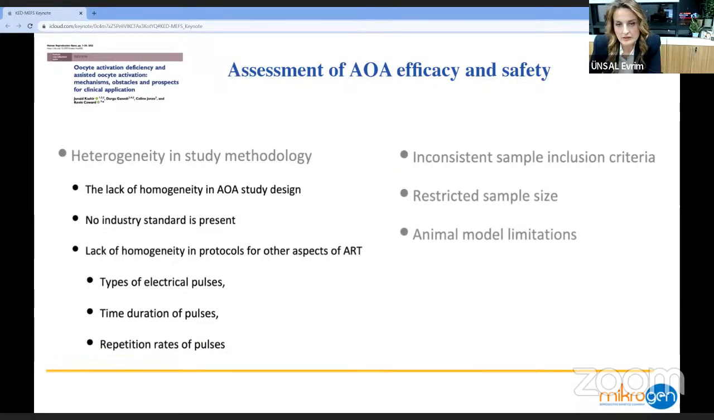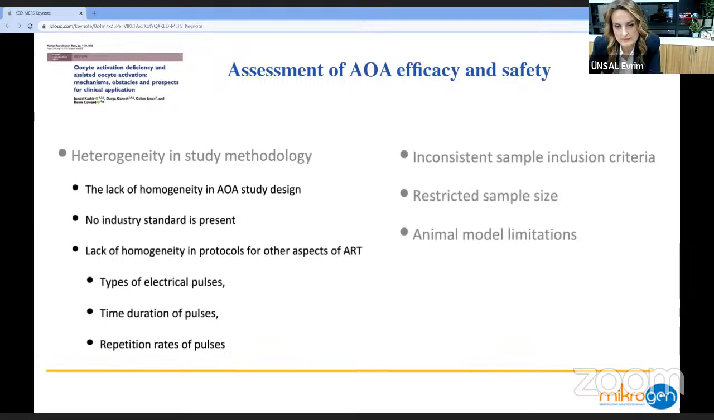The first handicap is heterogeneity in study groups. In the case of chemical activation, there is a significant variety among chemicals used, chemical concentration, timing and duration of exposure, and number of times the chemical is applied. Exact concentration remains undisclosed by the manufacturer or researchers of either laboratory-generated chemical activators or commercially available options. There is also variety in electrical assisted oocyte activation methodologies. Variance in the types of electrical pulses, time duration of pulses, and repetition rates of pulses all contribute to heterogeneity of these studies.